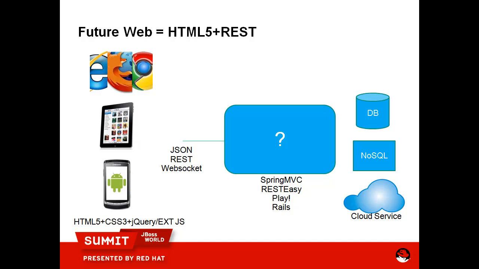Some people still use XML. Some people use other ways to move the payload back and forth between the client and server. JSON is so easy these days, you might as well just go with that. As your backend architecture goes, Spring MVC is a wonderful solution for it. RESTEasy is the technology that we build and promote here at JBoss, so I'm going to show you an example of that. You can also use Ruby on Rails.